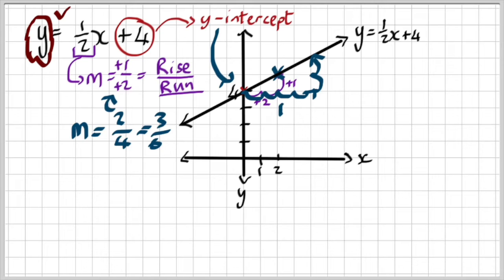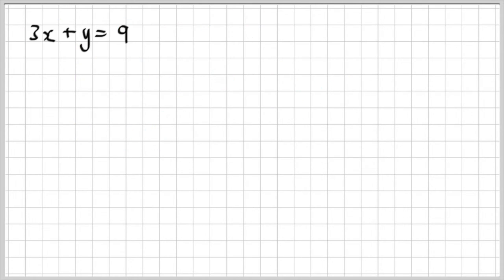So if x goes forward 4 units, then my y has to go 2 units up, because the ratio must be 1 to 2. So I could again go 6 units forward, but then I'm going to go 3 units up. So it's always a ratio, and it's always a fraction. Very, very, very important. Let's look at another example.